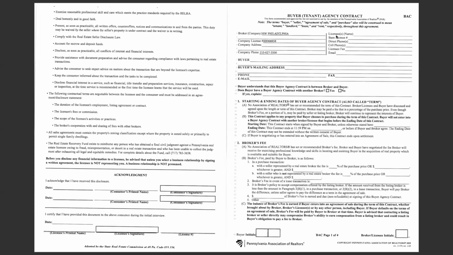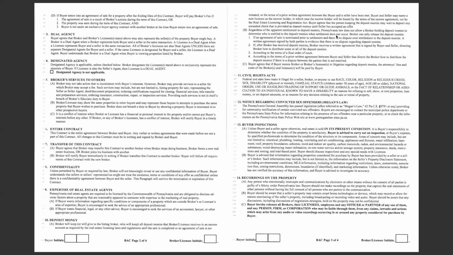Joe, you want to flip to the next page, please? Again, it talks about dual agency and designated agency. We already went over that, right? We already went over that with the buyer with our consumer notice. Broker's service to others. It states here that you can help other buyers and provide services to not only buyers, but to sellers.